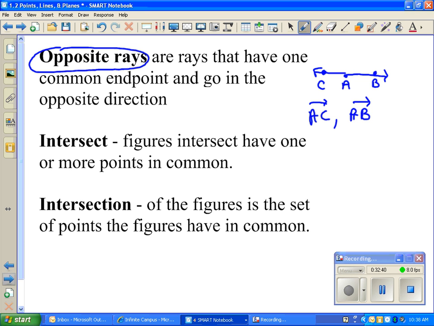Opposite rays go in opposite directions. They create a 180-degree angle. All right, that's a 180-degree angle. So anytime you hear about opposite rays, you know you have a 180-degree angle.